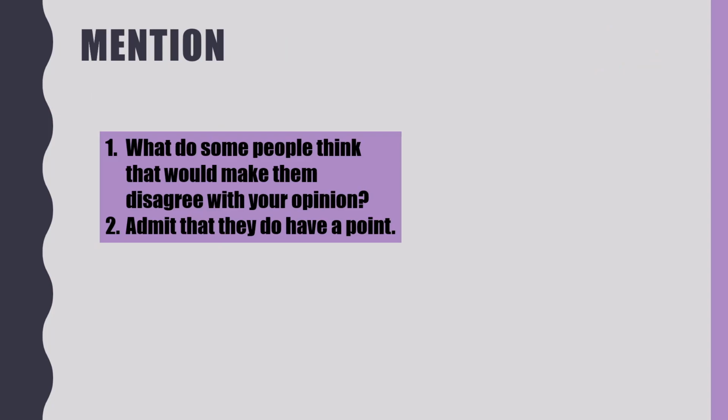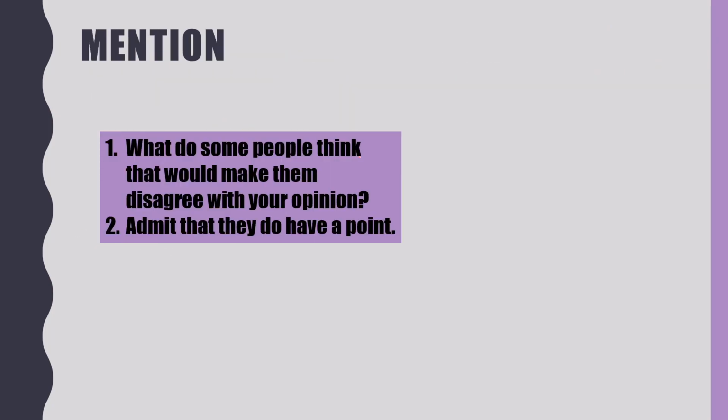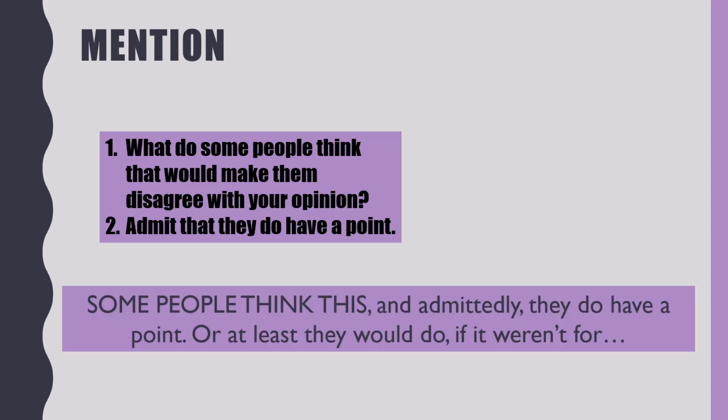So the first thing, not the first thing, the second thing actually, because that was the first thing. The second thing we do is that we need to mention what these people think. So what do some people think that would make them disagree with your opinion? And then after you've done that, you admit nobly, oh yeah, okay, they do have a point, but then you say, or at least they would do if it weren't for.